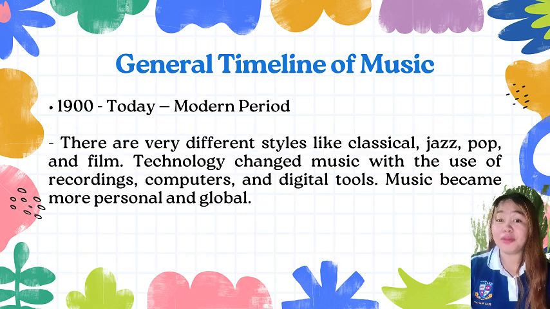Next era is the modern period, which happened in the 1900s up until today. And finally, we've reached this era. Jazz, pop, hip hop, K-pop, rock, EDM. Music became global and personal. Thanks to technology, we now have music on demand, music videos, and even AI-created tracks. So, what do you think? Did technology make music better or worse? Share your insight in the comment box.